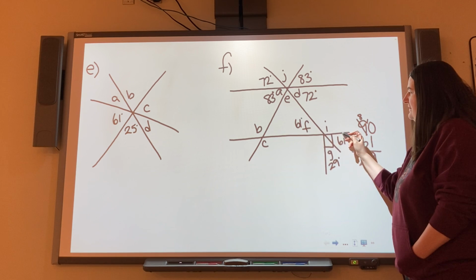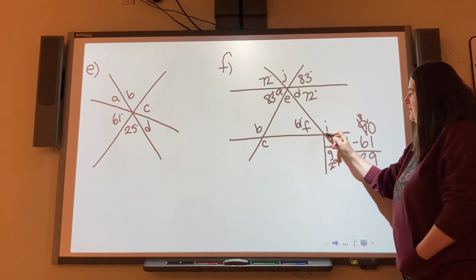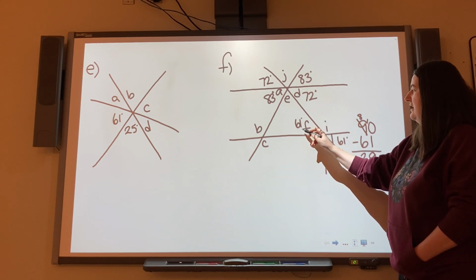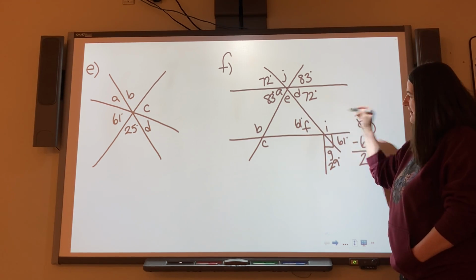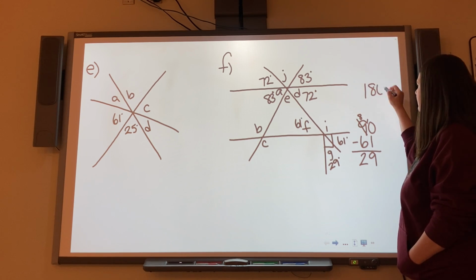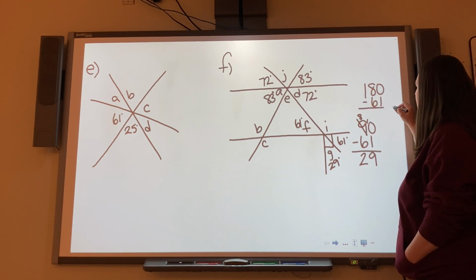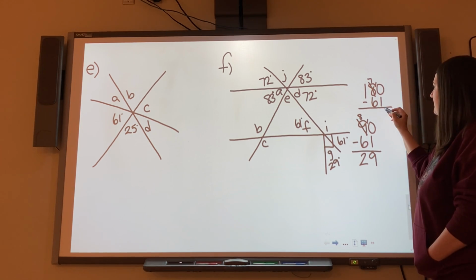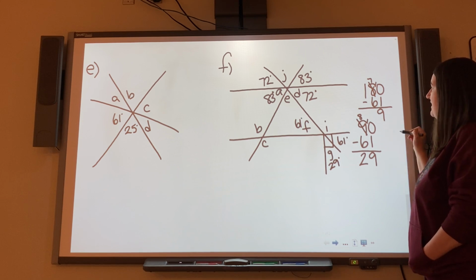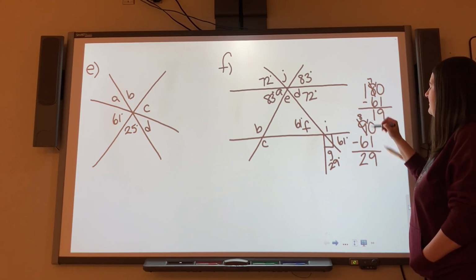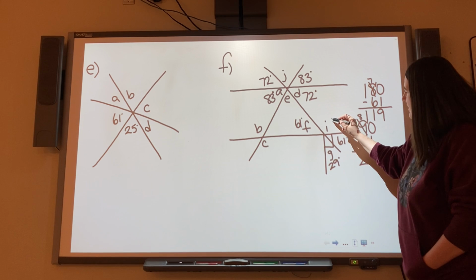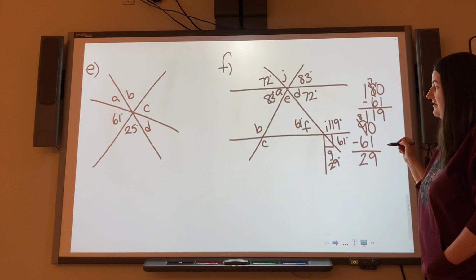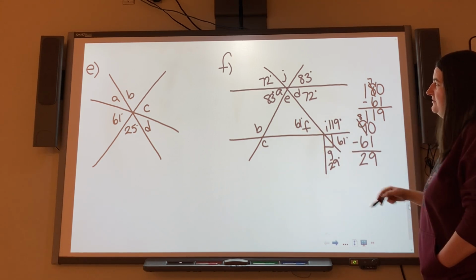I know that this is 180 degrees, it's a straight line. So if I take 61 away from 180, I'll get angle I. Gonna have to borrow again. 10 minus 1 is 9, 7 minus 6 is 1, 1 minus nothing is 1. So angle I is 119 degrees. So I've solved that one. I've solved all of the ones over here.